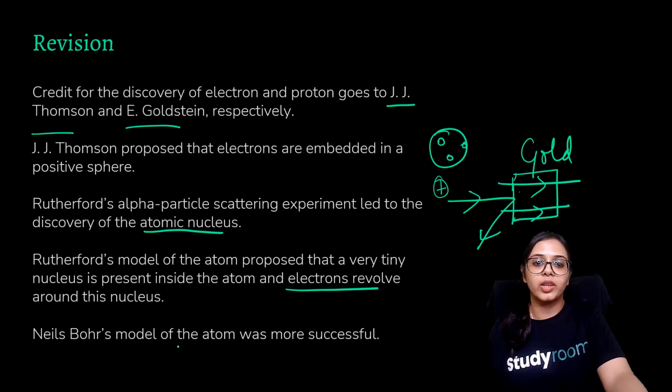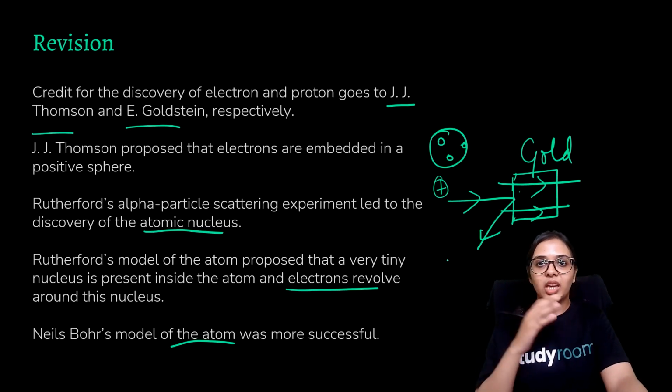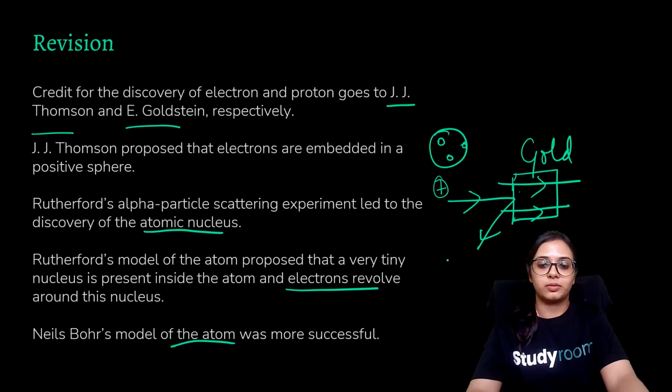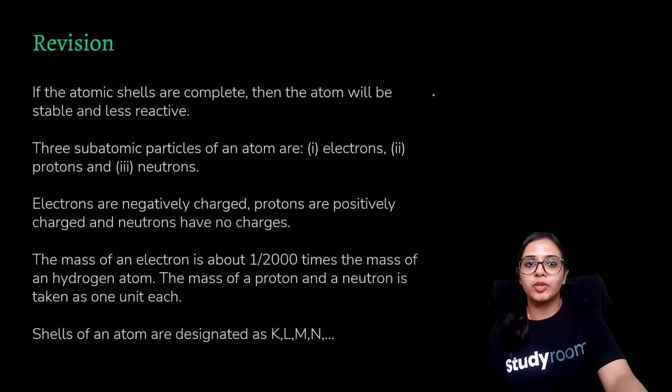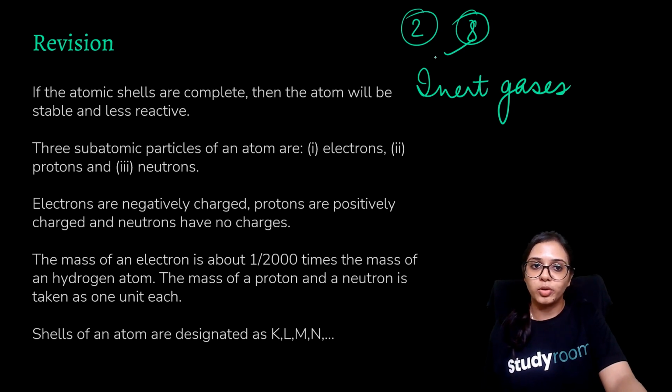Niels Bohr's model of the atom was the most successful one, because he gave the concept of discrete orbits. If the atomic shells are complete, then the atom will be stable and less reactive. Like we see in the inert gases, they have that stability of 2 electrons in the outermost shell or 8 electrons in the outermost shell.